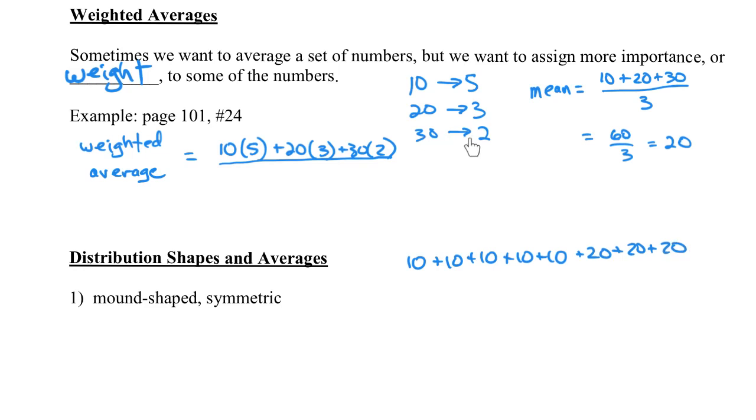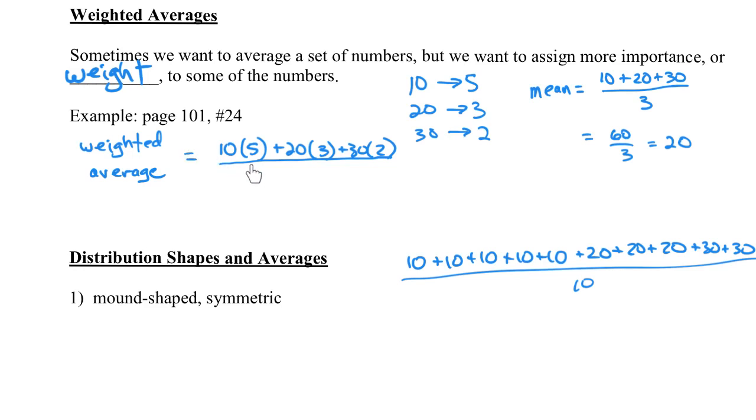And then the 30 gets weighted twice, so we're adding 2 of those. So if you're going to take the mean of all of these numbers, what would you divide by? And if you look, there's 10 data points, so we divide by 10. So that's what we do here.